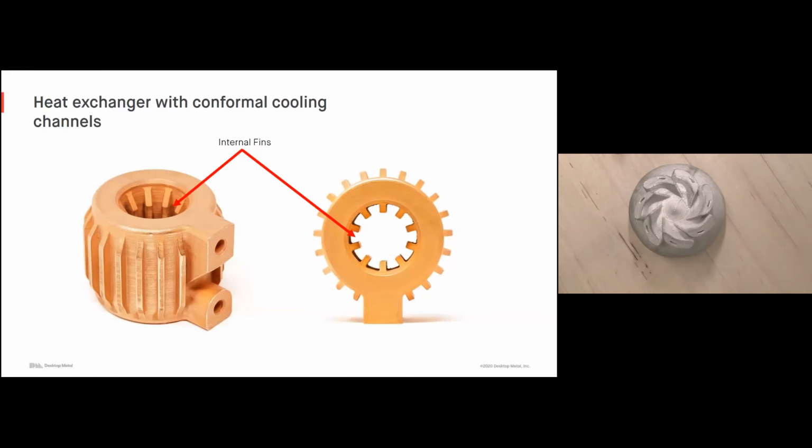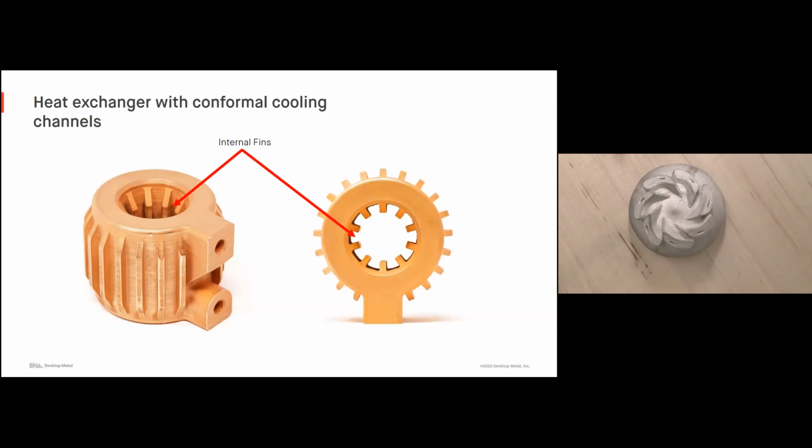Complex internal features. This is a heat exchanger. It incorporates a conformal cooling channel that we'll talk about in a little bit, but it also incorporates these internal fins. These fins are going to greatly increase the heat transfer rate on this part because we're increasing the surface area, allowing more of this part to be exposed to the atmosphere to be able to transfer heat away from the part. These are nice-to-have features on this part.